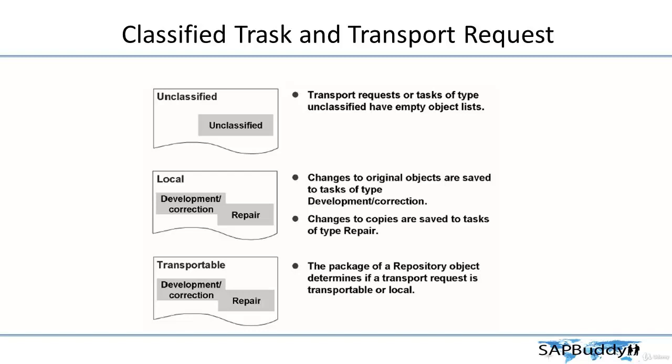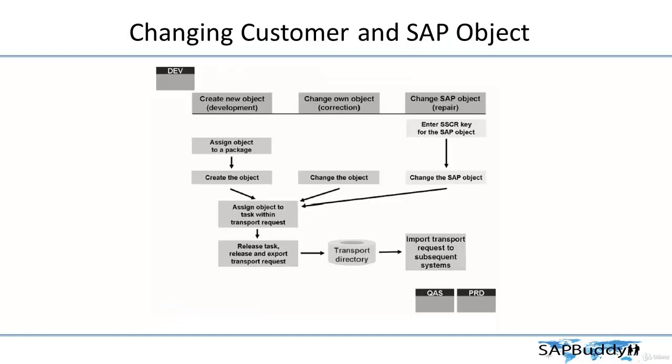As we have also seen, the package of the repository object determines what type of transport request is used, or whether it is a local object. This you can also determine when you are creating your own development or your own objects: you can determine what kind of package you want to assign. Okay, this is what we have seen so far.